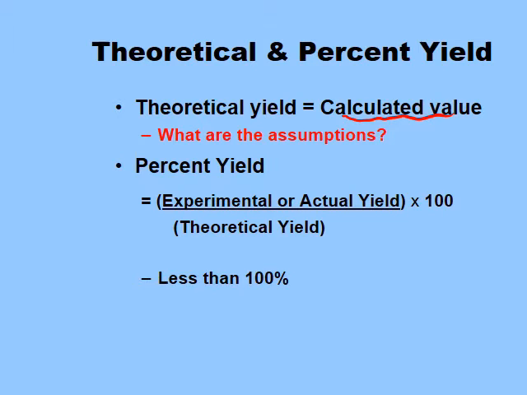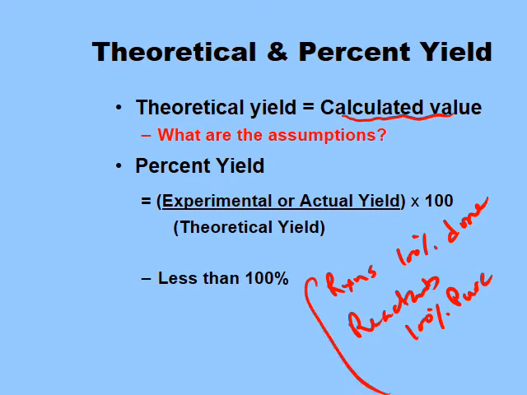Now here I need to point out to you that in theoretical yield calculation, our assumptions are reactions are 100% over. So let me write down here, reactions 100% done. And secondly, reactants are 100% pure.